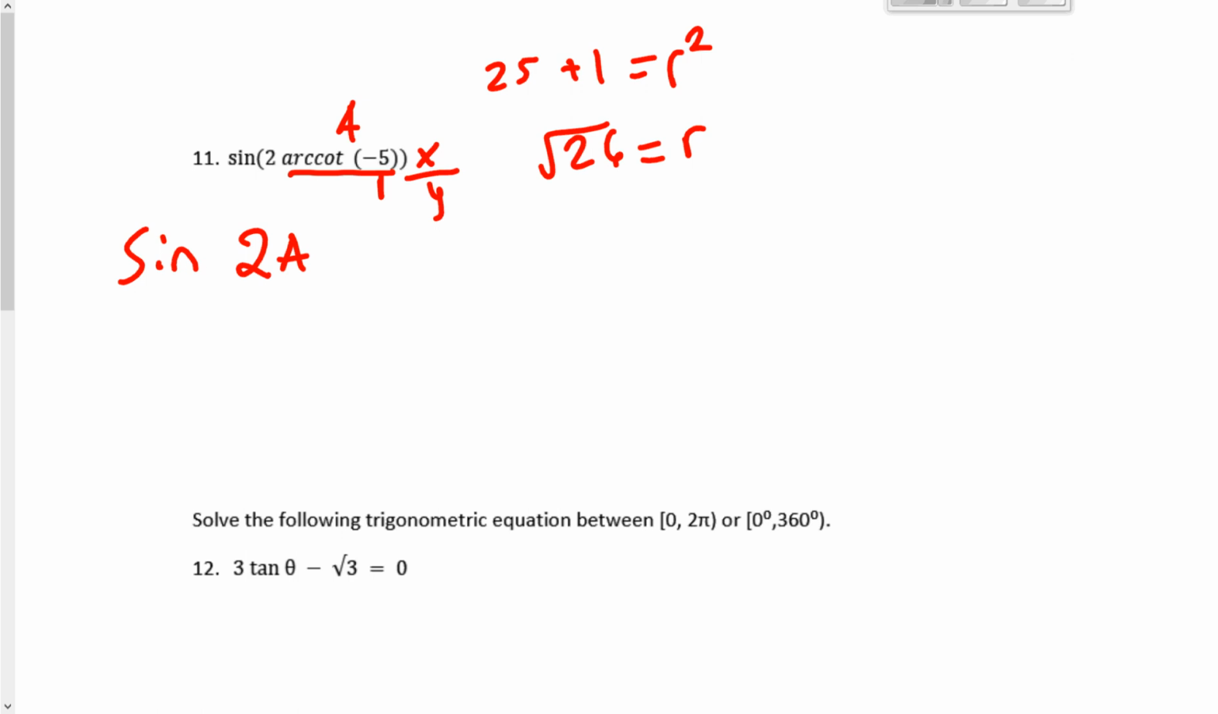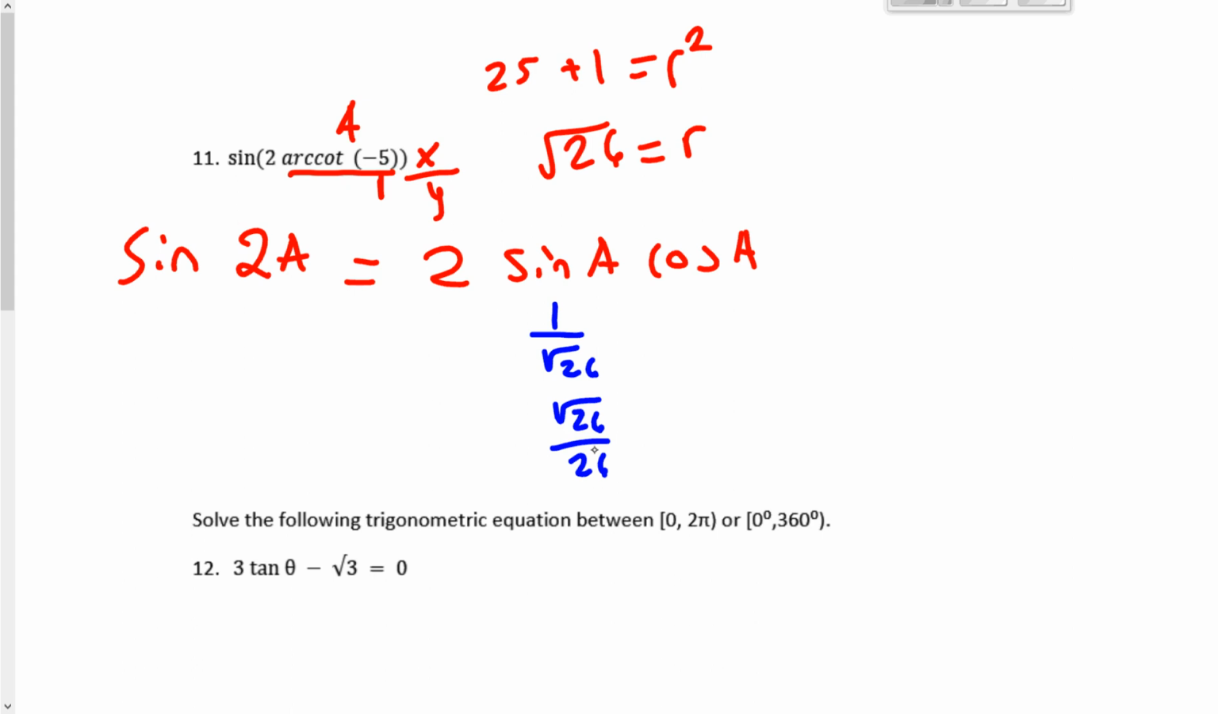Well, sine of 2a, 2 times our angle, is a formula, right? So we can actually expand this formula to 2 sine of a cosine of a. Okay, now sine of a would be y over r, so that's 1 over root 26. So if we rationalize that, we get root 26 over 26.